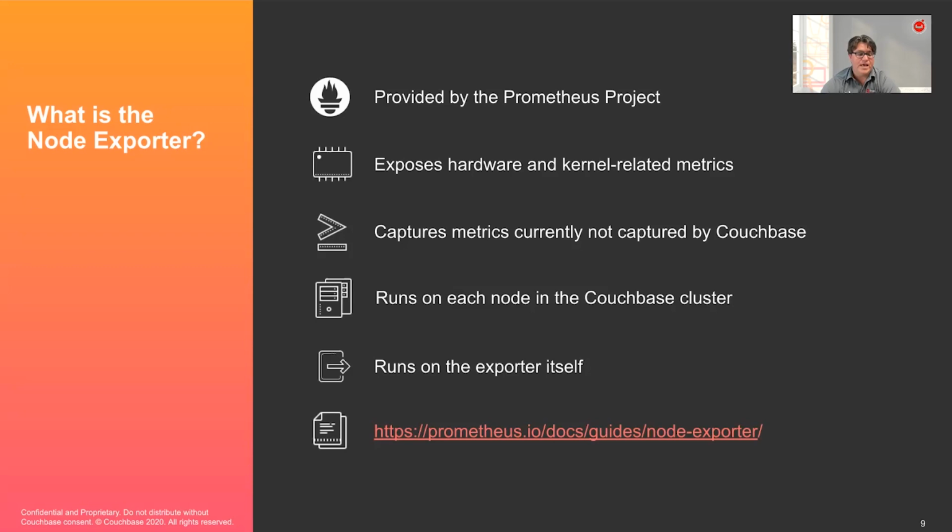So we have the node exporter running on each node in the cluster just going to go through and gather metrics about the system. And so we've got this set up to run on each node in the Couchbase cluster. We also have this configured to run on the exporter itself. So the exporter is able to monitor its own health. And then since it's maintained by the Prometheus project, you can find it at prometheus.io/docs guides node exporter. And you can go look at it and see how it runs. It's a very simple, very small process that uses very little resources to generate its metrics.